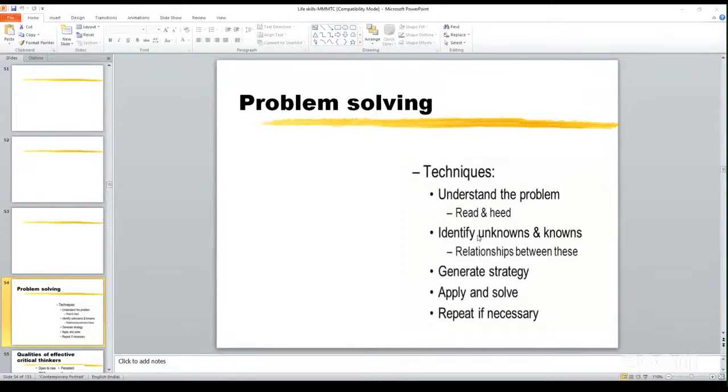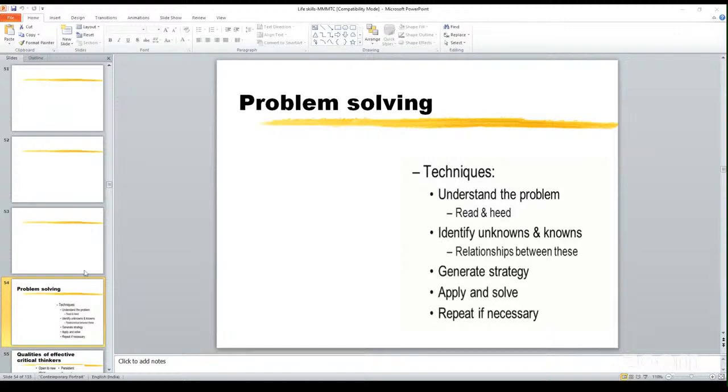Then generation of strategies on how to solve a problem, because you cannot have a single strategy. You have to have a range of strategies, of which one will be utilized, and then apply and solve, because now you have to apply one of the strategies which you have developed. And sometimes when a similar problem comes, we may have to repeat if necessary.